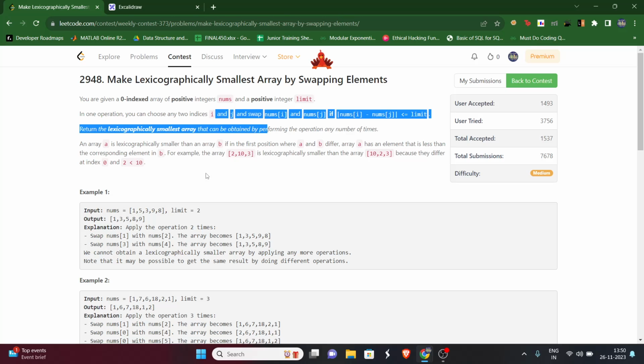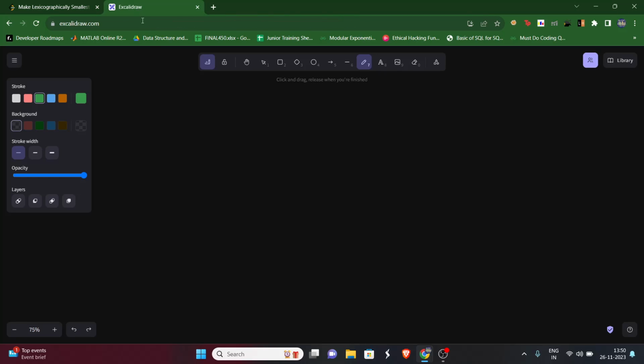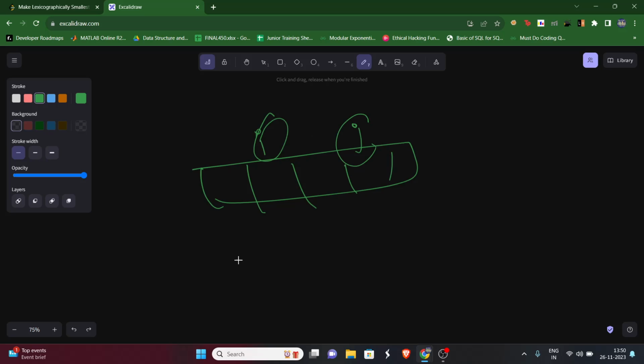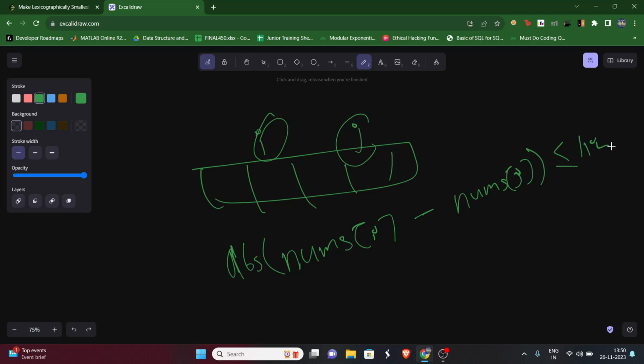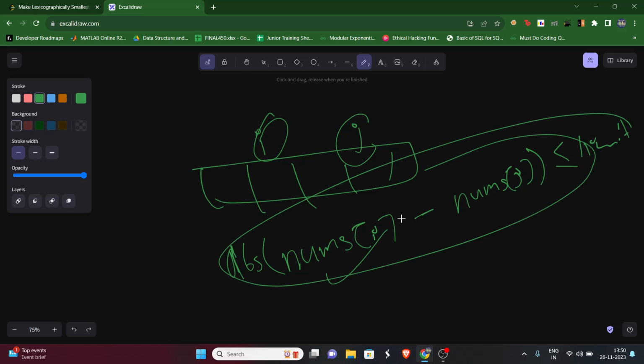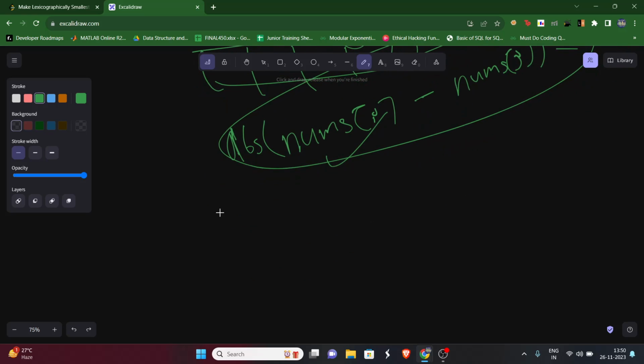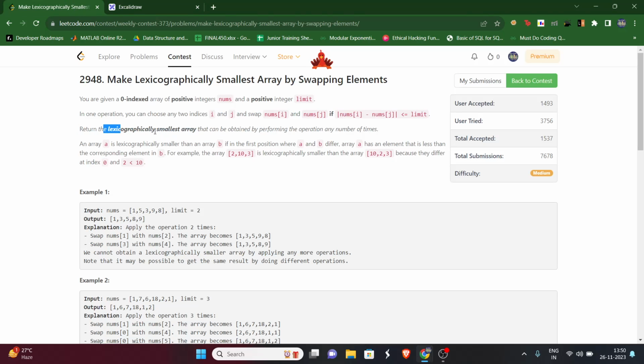any number of times. So it's saying nothing but that we will be given an array. In one operation we can select any two indices i, j such that the absolute difference between nums[i] and nums[j] should be less than or equal to limit. Okay, so that was the condition. Now, following this condition, we have to return the lexicographically smallest array. And what does that mean?